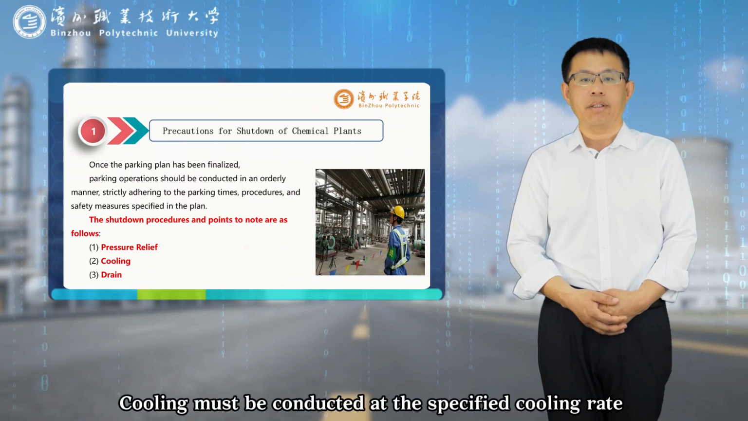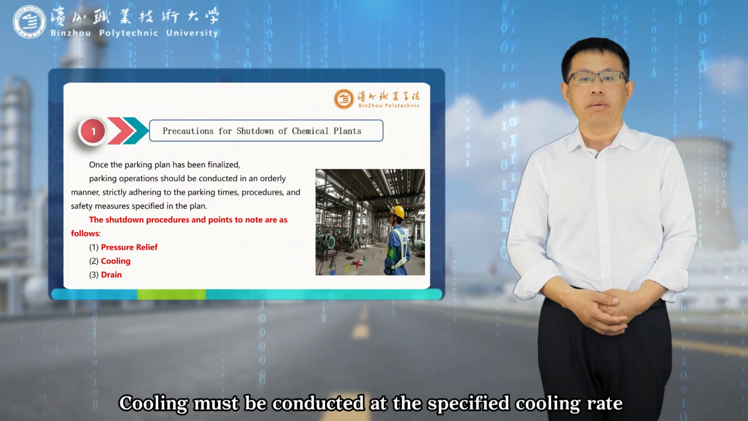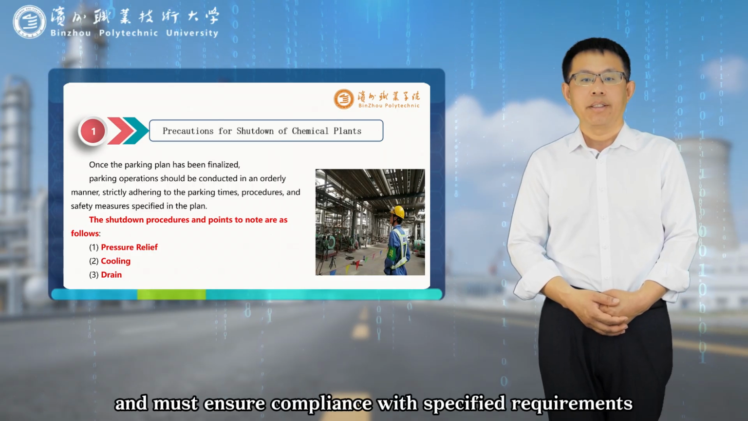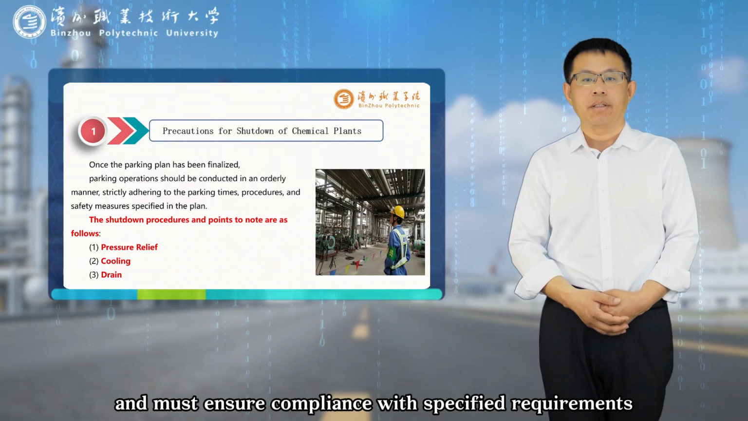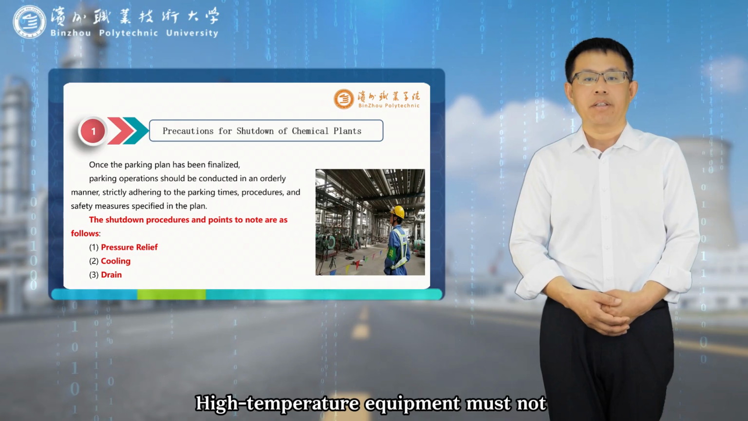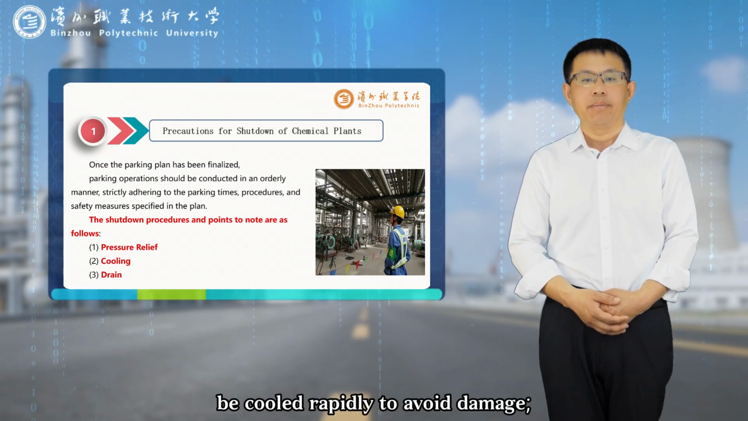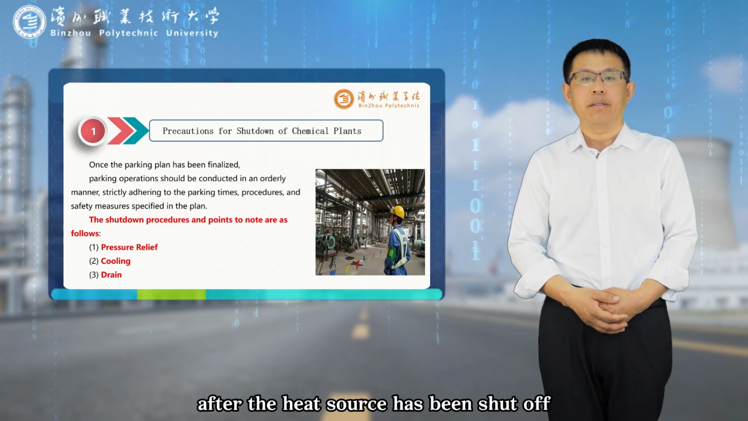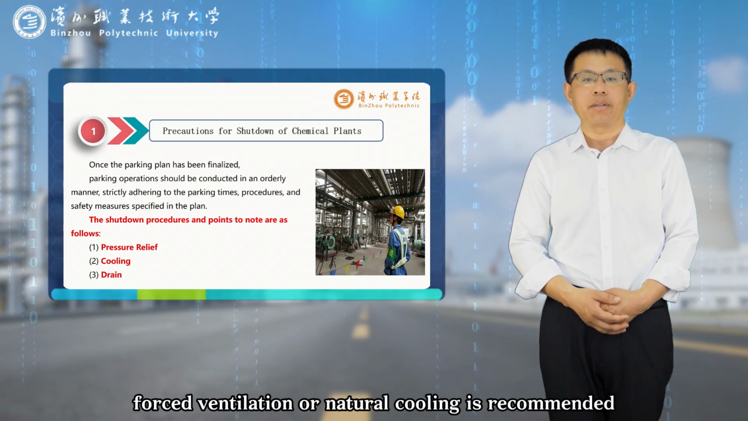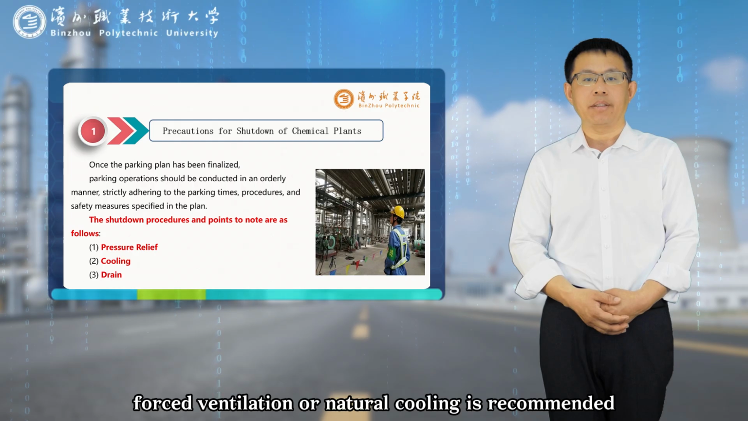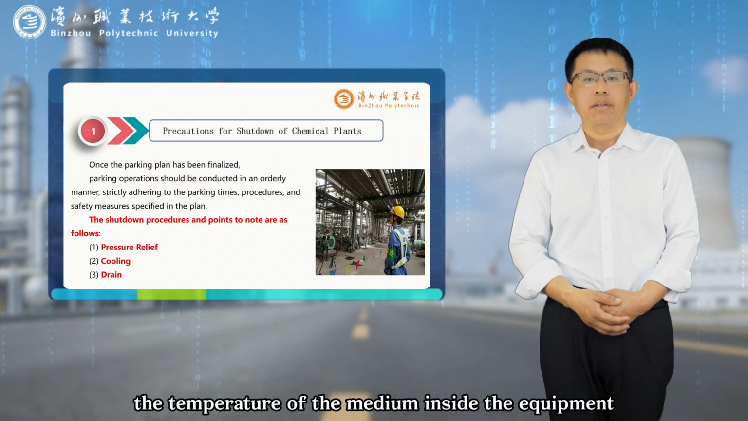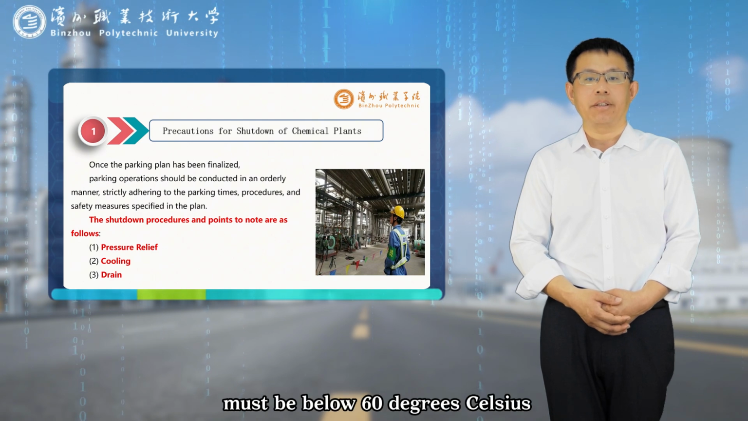Second, cooling must be conducted at the specified cooling rate and must ensure compliance with specified requirements. High-temperature equipment must not be cooled rapidly to avoid damage. After the heat source has been shut off, forced ventilation or natural cooling is recommended. Generally, the temperature of the medium inside the equipment must be below 60 degrees Celsius.